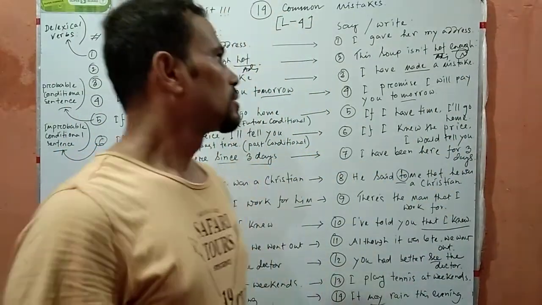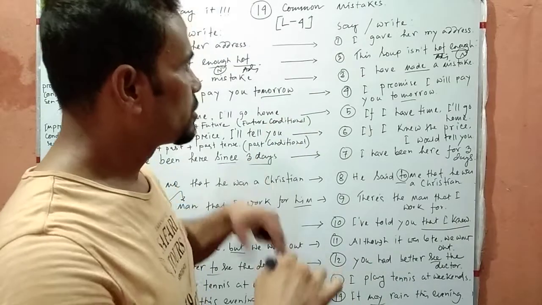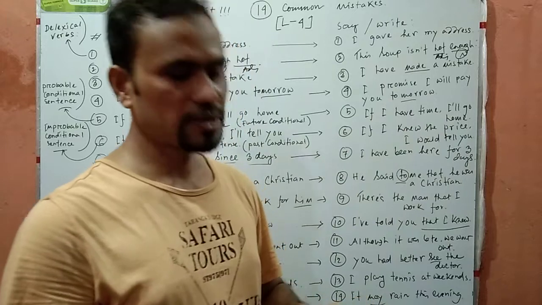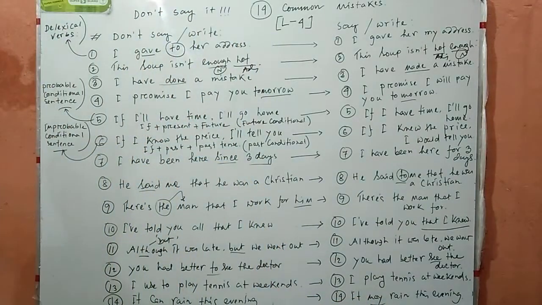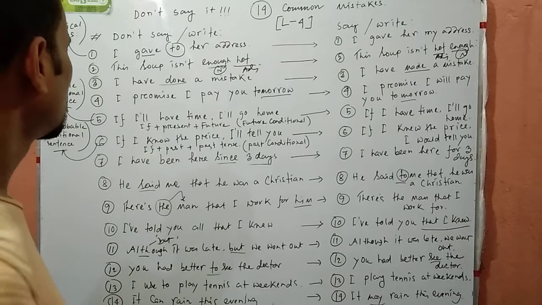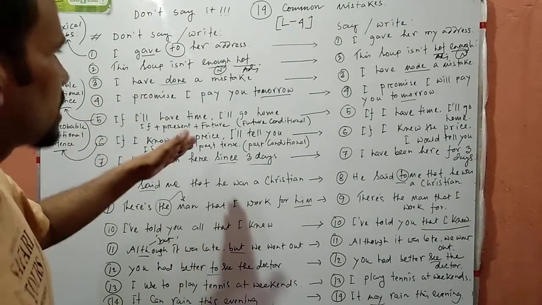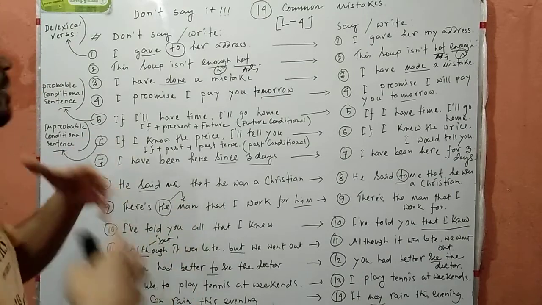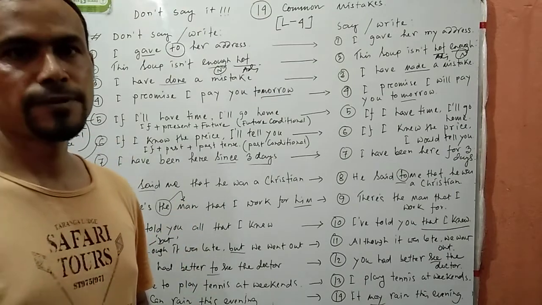So we could say, I promise I will pay you tomorrow. This sentence is correct. Next sentence, if I'll have time, I'll go home. This sentence is not correct. This sentence means a probable conditional sentence.